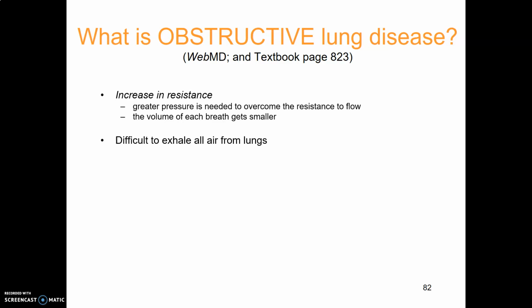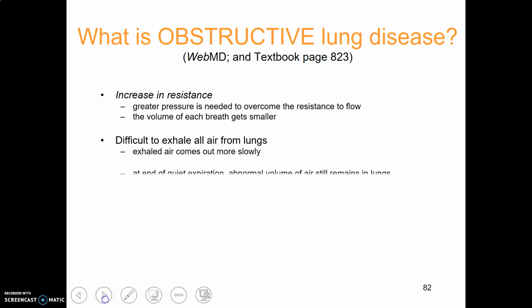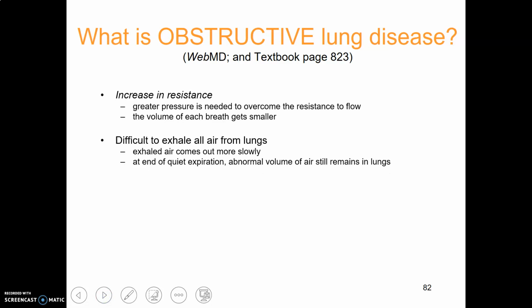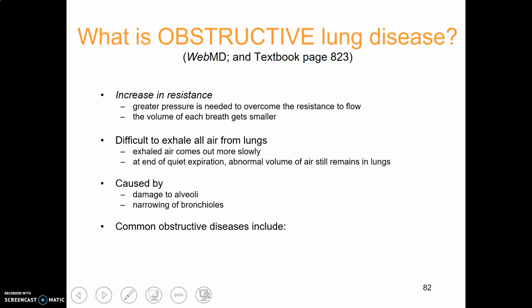So again, that can be a narrowing of the bronchial tubes, like in asthma and bronchitis. It can be scar tissue as a result of something like emphysema, right? That all increases resistance of airflow. So we have a difficult time exhaling air from the lungs, and an abnormal amount gets trapped inside. So damage to alveoli, an example would be emphysema.